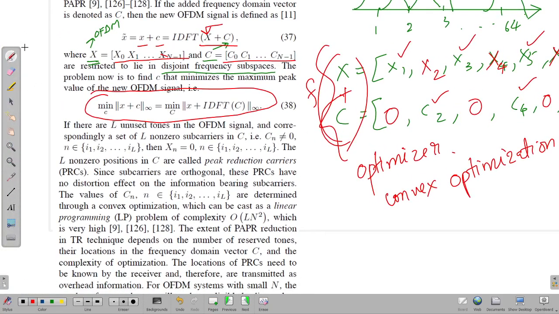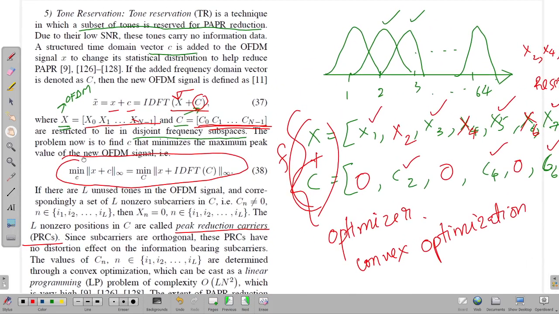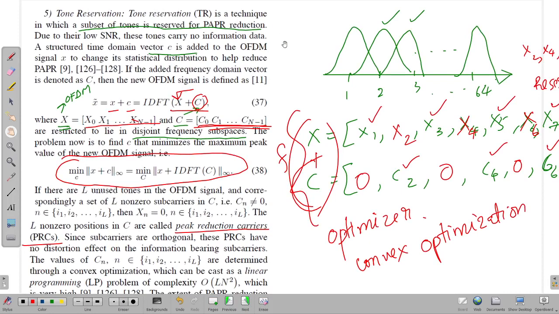And these vectors C0, C1 up to Cn minus 1 are called peak reduction carriers, or PRCs. They are the subcarriers which help in reducing the PAPR. So in tone reservation, certain tones, or in other words certain frequencies, are reserved for PAPR reduction. They don't carry information, they are just reserved for PAPR reduction.